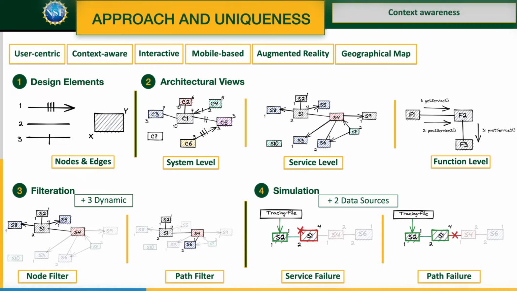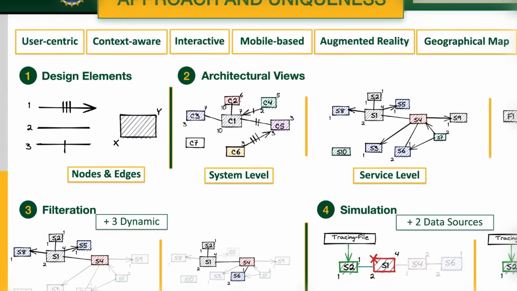So the proposed approach involves augmented reality in context, which has multiple benefits, either for providing a limitless rendering space or for supporting collaborative activities, which are essential for system analysis practices. This approach avoids a one-size-fits-all visualization, and it has some concepts built on top of it, which are user-centric, context-aware, interactive, mobile-based augmented reality, and it has influence from geographical maps as well.